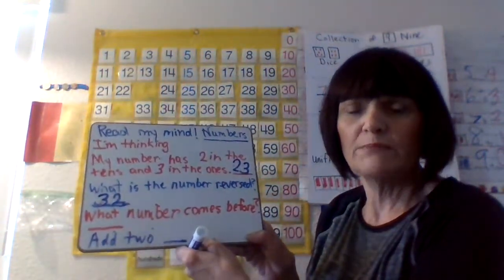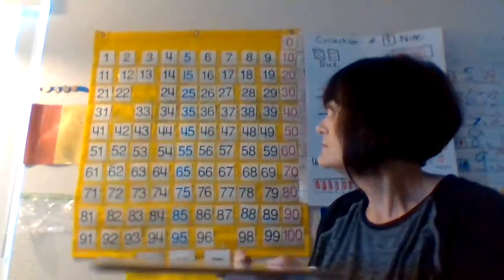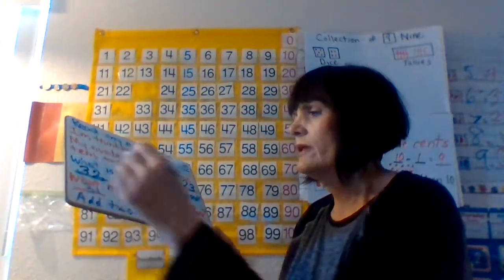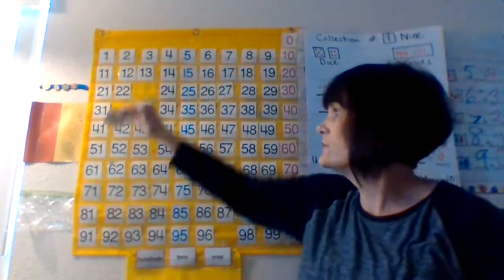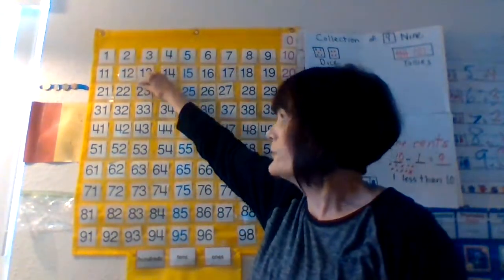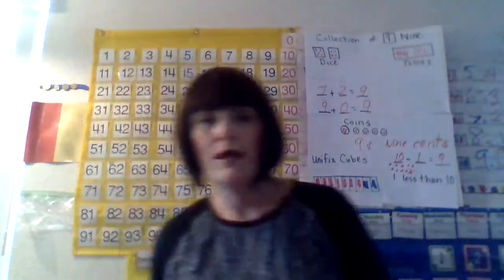What number comes before 32? 32, 31. Oh, 31 does. 31. What if I add 2 to 31? Let me put 32 here. 31, 1, 2, that would equal 33. You can play a lot of games like that on your number grid or your number line. Try to trick your family members with those kind of questions. Read my mind. Good job reading Mrs. Trimble's mind today.